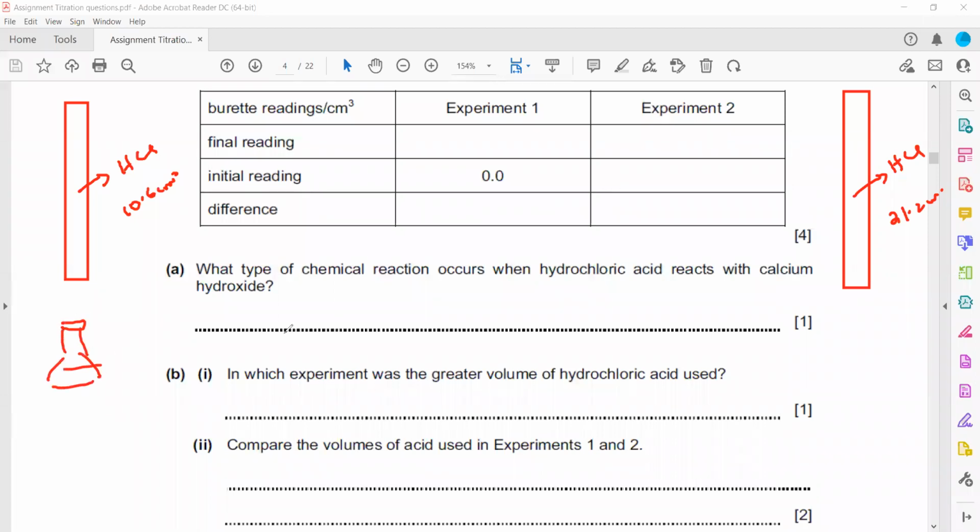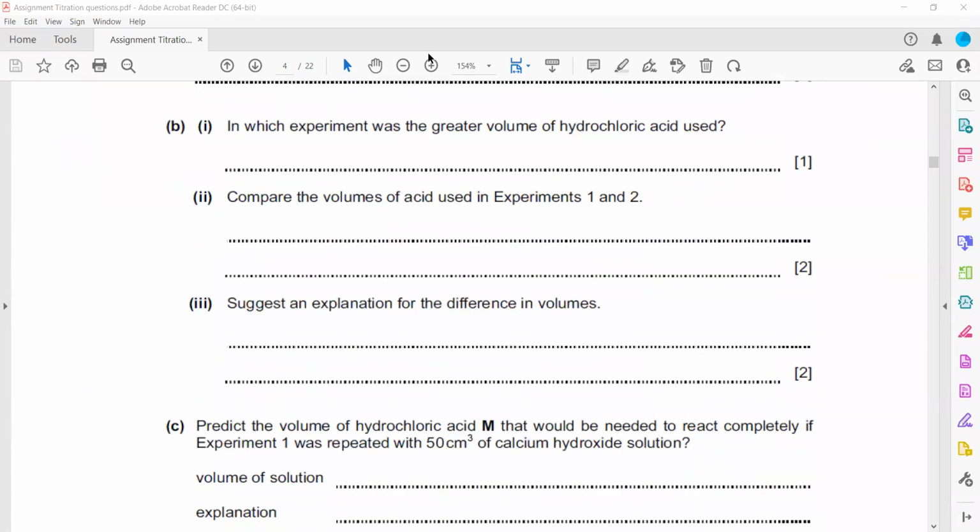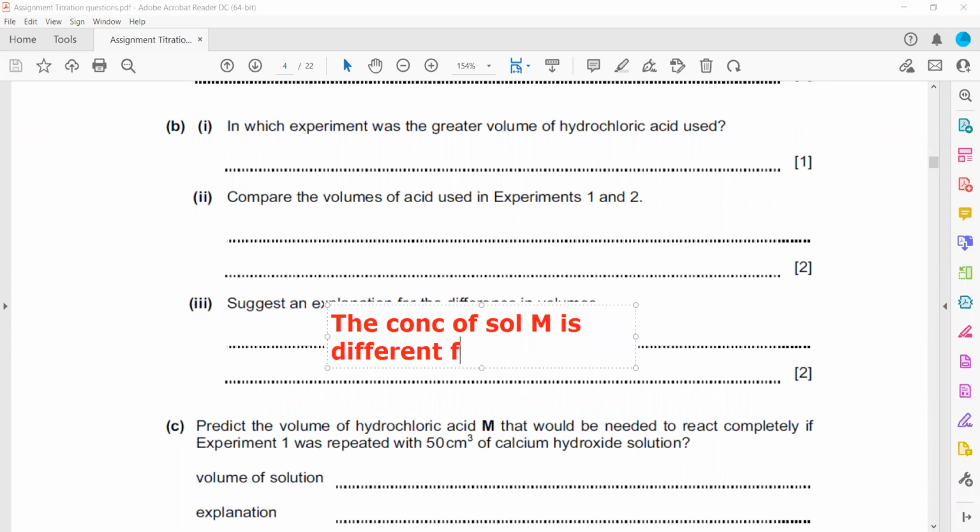So the reason for the difference in the volume with the same calcium hydroxide reaction: in experiment 1, HCl is more concentrated, so we need a small quantity. Suggest an explanation for a difference in volume. The concentration of solution M is different from N, and which is more concentrated? M is more concentrated. Or you can also mention M has twice the concentration because we use half the volume.